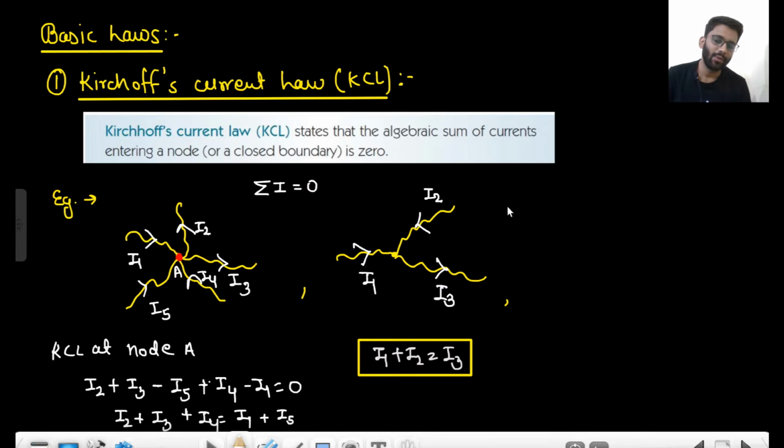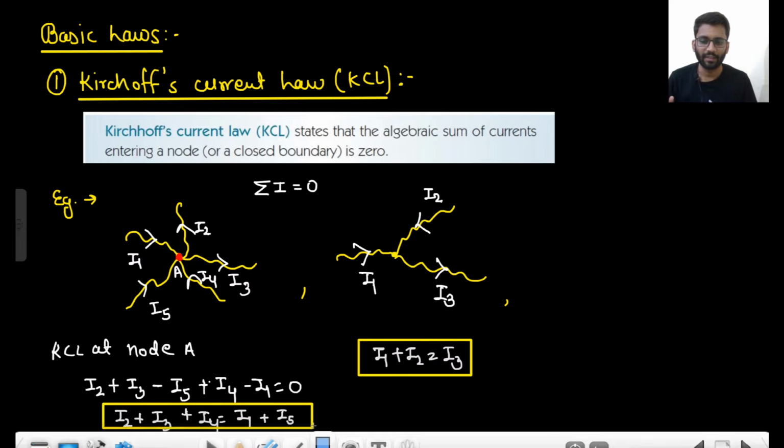Or what you can write? We will take outgoing current as positive, so I3 will be positive. Incoming current as negative. So minus I1 minus I2 equals to 0. So I3 is equal to I1 plus I2. That's how you can also write. This you need to remember: take outgoing current as positive, incoming current as negative. While doing circuit analysis, it will be very useful. So that's how you apply KCL.